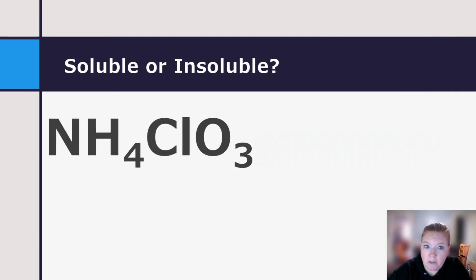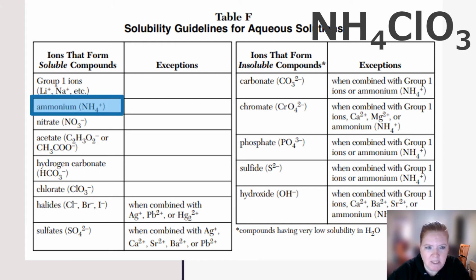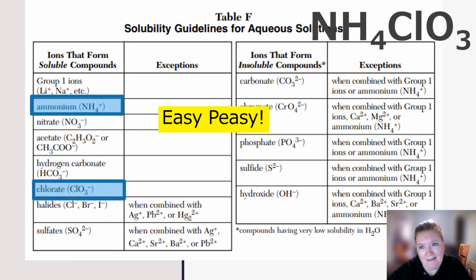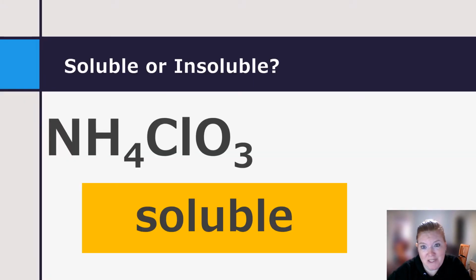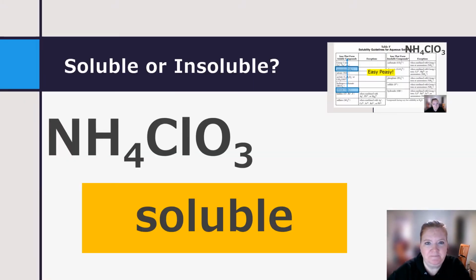Okay, what about this one? Well, let's look at the table. Okay, so let's find the pieces. So we have this piece and we have this piece. Well, this one's easy peasy because look up for both of them. The rule is soluble, 0 exceptions. So it doesn't get much easier than that. It's soluble.